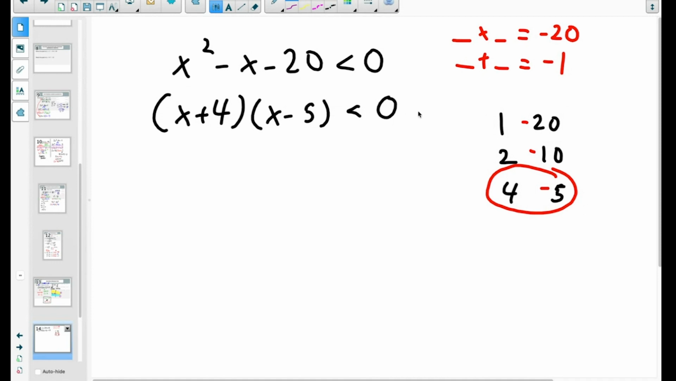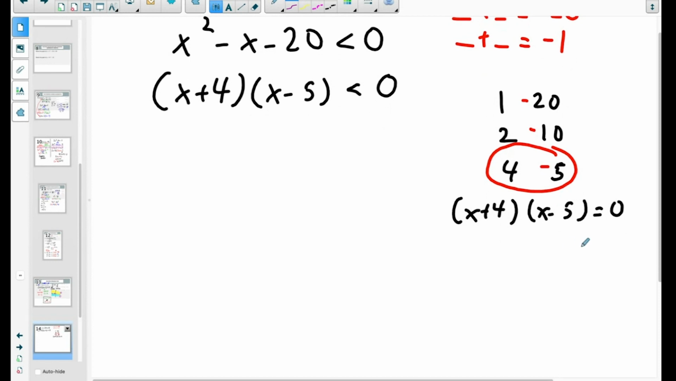Now, because we're saying when it's going to be less than 0, we want to look at this on the side: x plus 4, x minus 5. Let's say we make that equal to 0. So hopefully I answered your question about how do you get the right signs when factorizing. Did I answer your question? Perfect. Okay, so from here, we know that we're going to have x plus 4 is equal to 0, meaning that I have x is equal to negative 4.